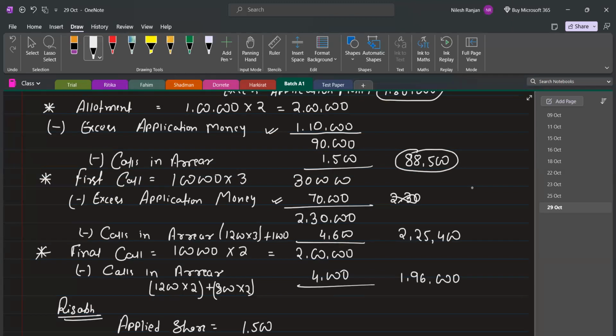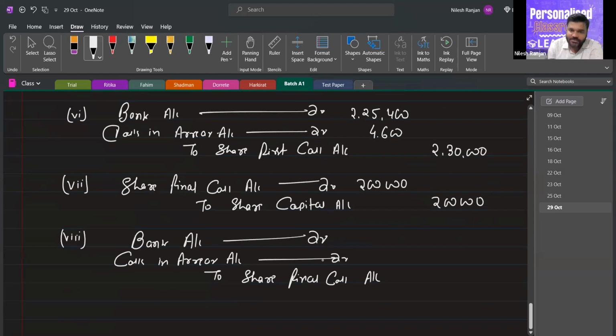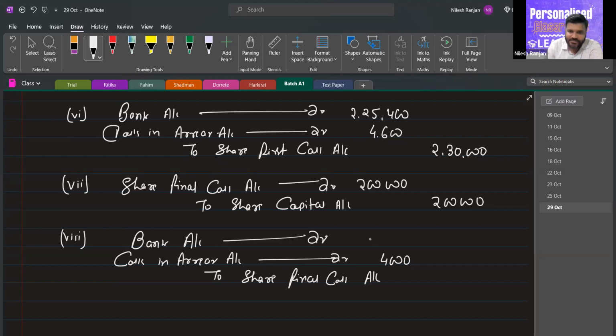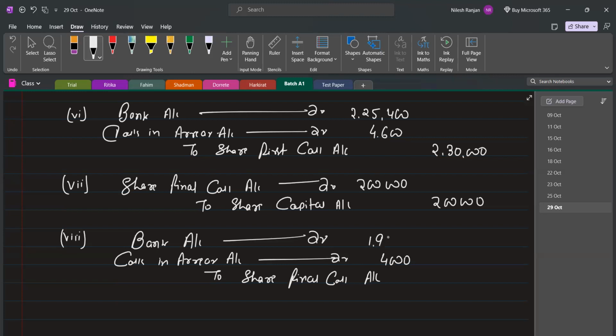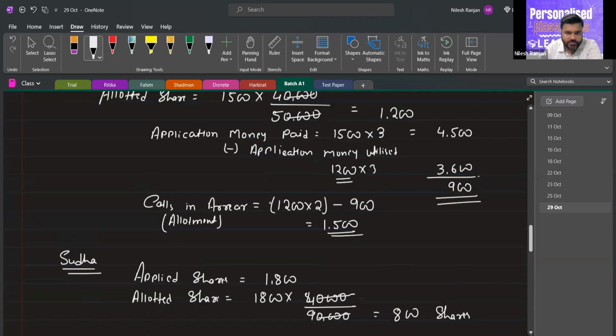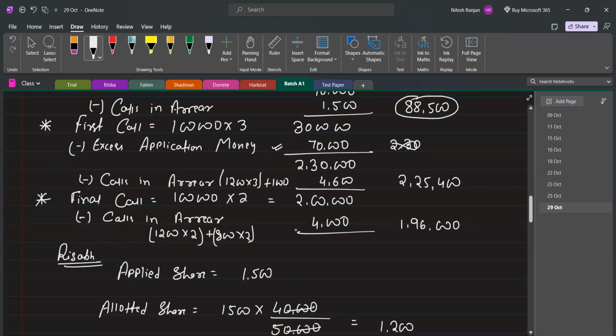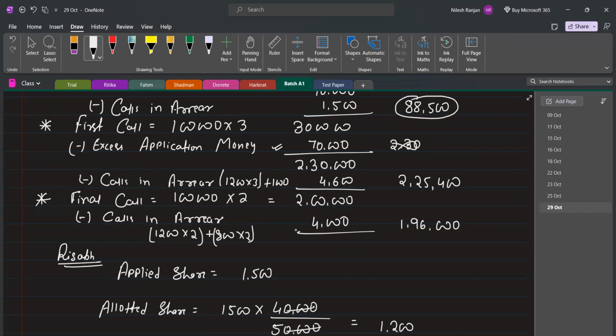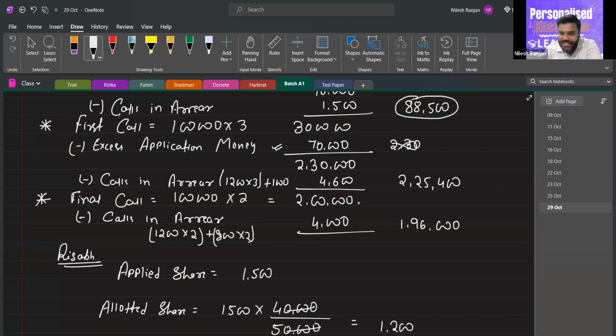Ritika. So calls in arrear will be 4,000. Okay. Bank account will be 1,96,000. And then share final call will be 2 lakhs. Okay, Fahim, tell me. I have shown you the calculation here. Why didn't you tell anything? Sir, can I pass the next entry? Because I knew this one. I had a doubt, but I knew this one. Because this is clearly written here, 2 lakh, 1,96,000. Yes, sir.